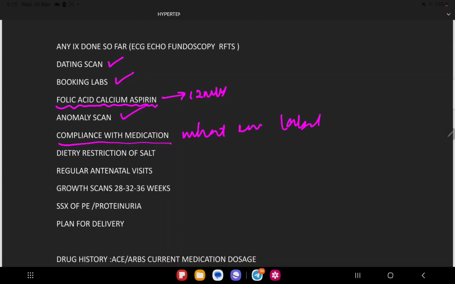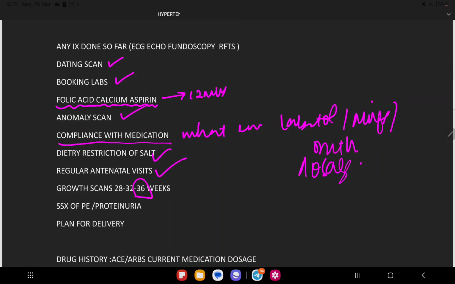Is she taking labetalol, or nifedipine, or methyldopa? Then you ask about the dosage, what dose she is taking. Has she done any dietary restriction, like of salt? Is she following her regular antenatal visits? If you get your patient, let's suppose at 36 weeks, then you have to ask whether growth scans were done at 28 and 32 weeks or not.